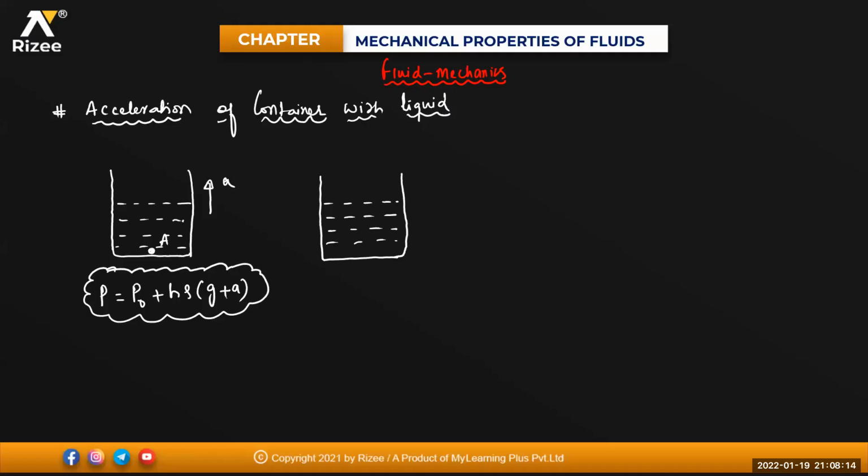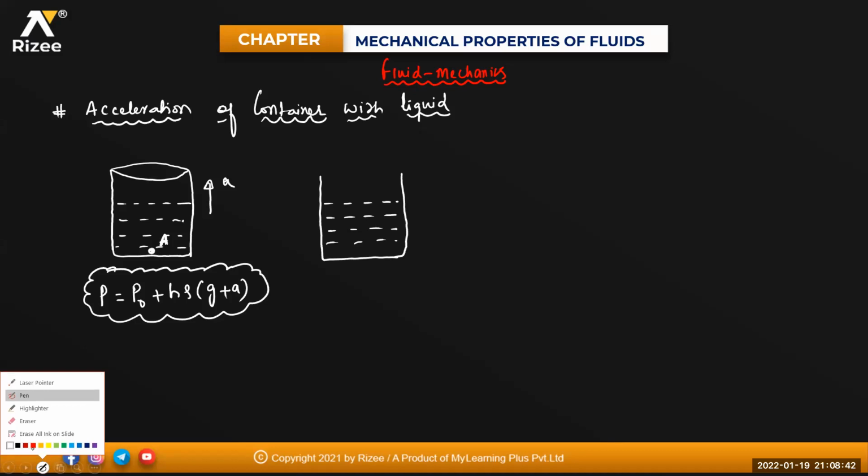Okay, so what we are talking about is the acceleration of a container with liquid. We are filling the liquid in a container, and the container is right now moving with a certain acceleration in the upward direction. If I need to calculate the pressure at point A, as this vessel is open to the atmosphere, atmospheric pressure is acting in the downward direction, weight of the body is also acting in the downward direction, and as the body is moving in the upward direction, so I can see here right now.